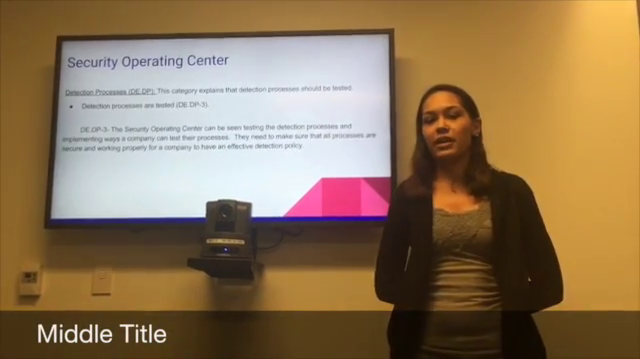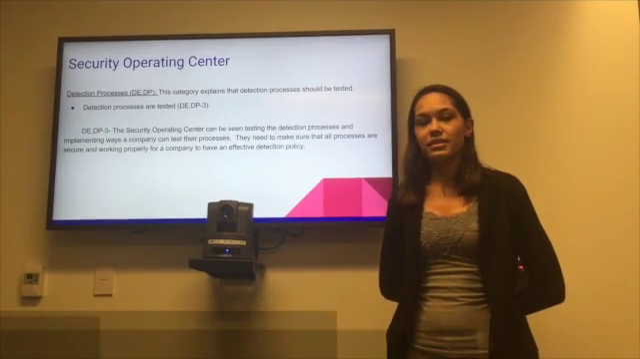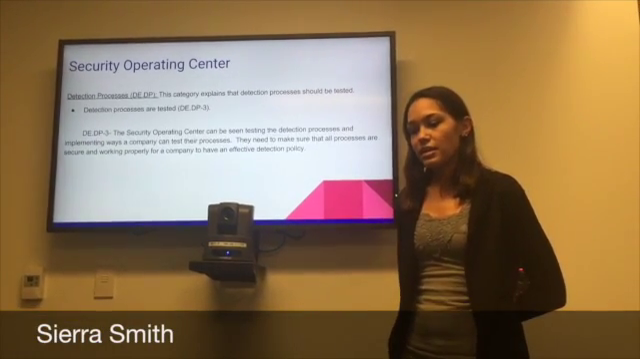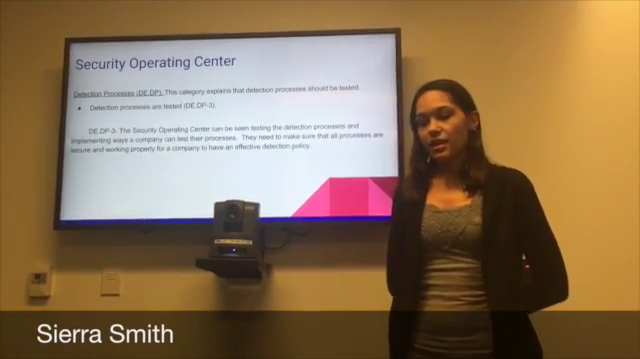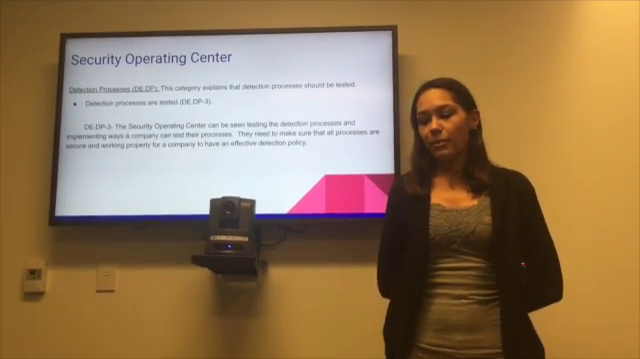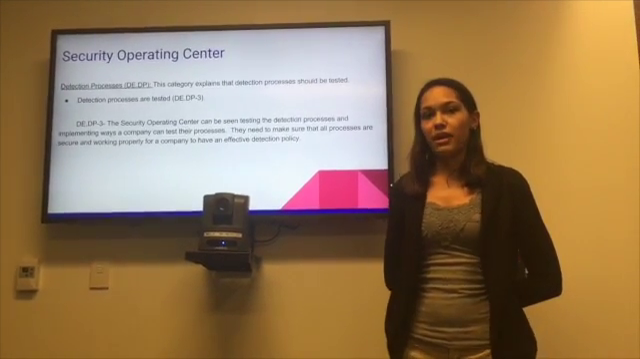Continuing with the Security Operating Center, under the detection processes in the NIST framework, processes need to be tested. This means that they need to be secure and working properly for a company to have an effective detection policy.